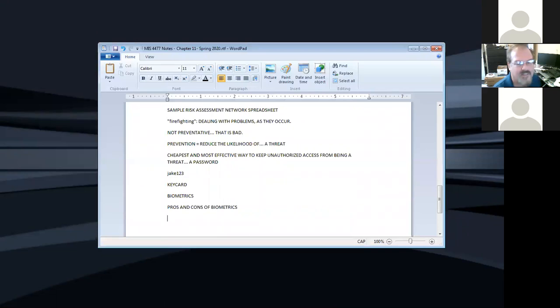Pros and cons of biometrics. I'm going to turn, guys, I'm losing my voice. I need to get a drink real quick. I'll be right back. But think about the cons of biometrics.